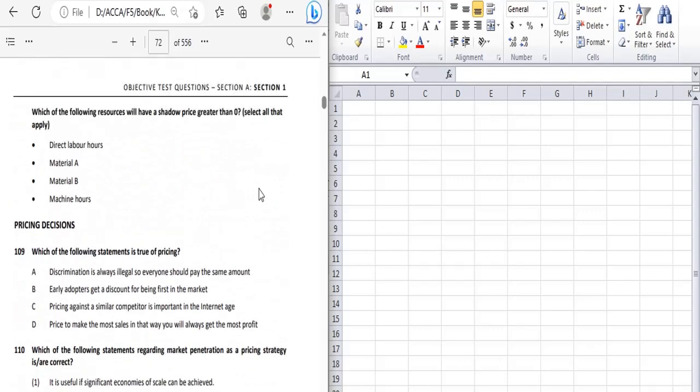Okay, so first question: which of the following statements is true of pricing? Let's read out the options. Discrimination is always illegal, so everyone should pay the same amount. Be careful with the word always. Discrimination is not always illegal. Sometimes it is illegal, but in some cases it may be legal. So this statement is false.